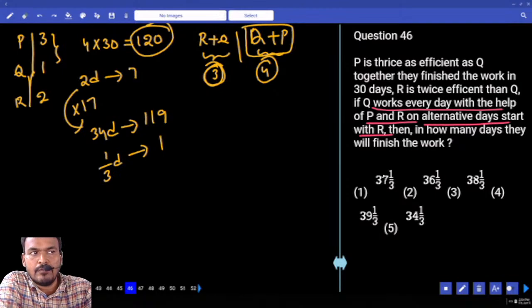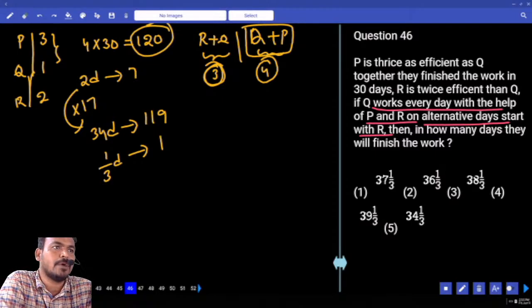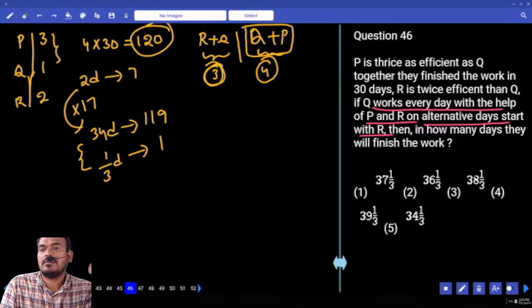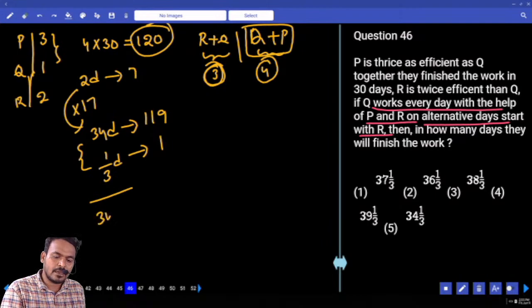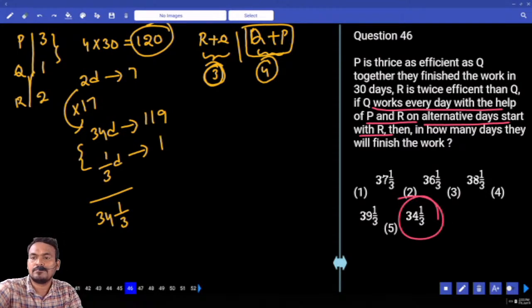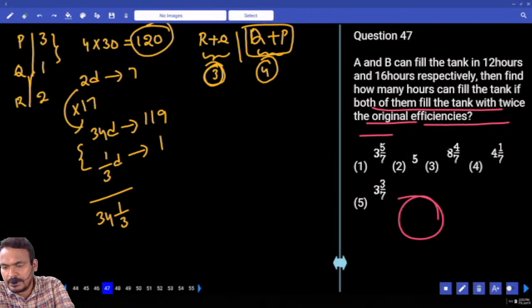1/3. We required 1 unit, but R plus Q per day complete how many parts? 3 parts. 3 parts in 1 day means what is the time for 1 part? 1/3 or total? 1/3. What is the answer? 34 and 1 by 3 days. First 119 units, how much time is taken? 34 days. Next 1 unit is completed by R plus Q. How much time is taken? 1/3 or total? 1/3. Means total how much time? 34 and 1 by 3. Next 47.